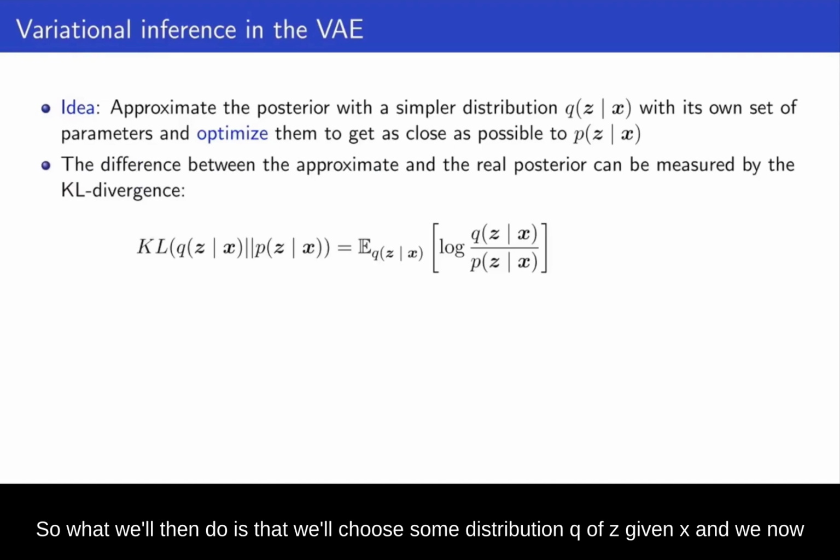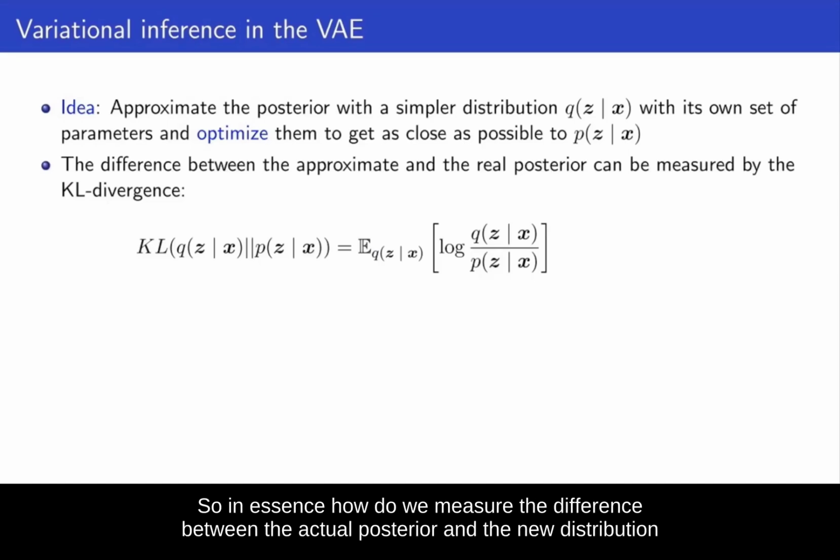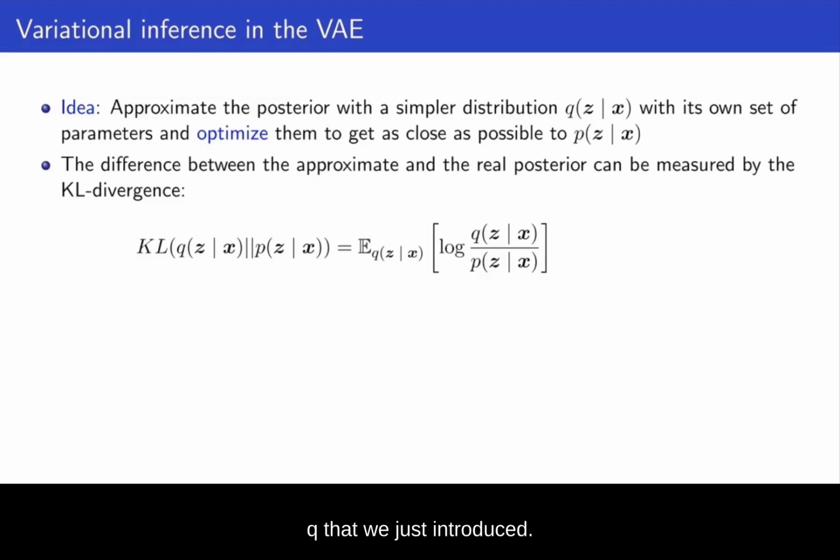So what we'll then do is choose some distribution Q of z given X, and we now want to make it as close as possible to the real posterior, which we cannot compute. So in essence, how do we measure the difference between the actual posterior and the new distribution Q that we just introduced? That we can do by looking at the KL divergence.